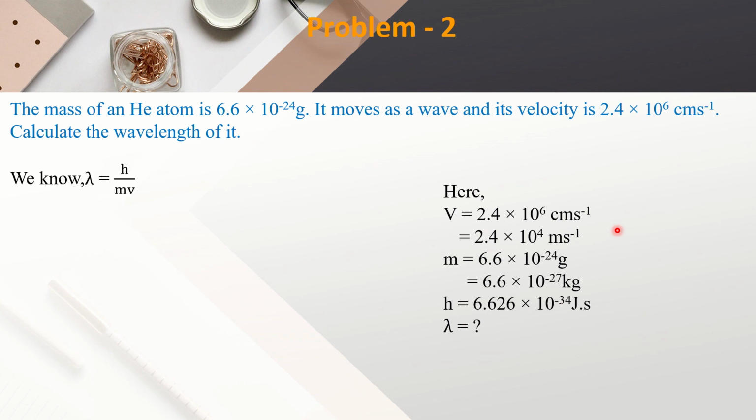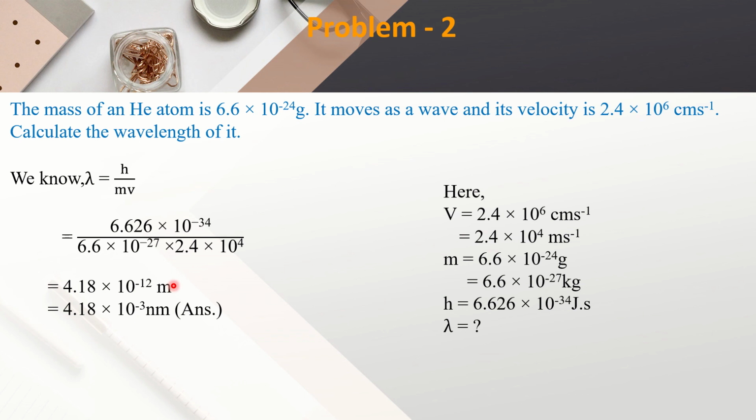Here also from the de Broglie equation we know lambda equals h by mv, and after putting all these values we get wavelength lambda equals 4.18 into 10 to the power minus 12 meter. So it will be 4.18 into 10 to the power minus 3 nanometer.